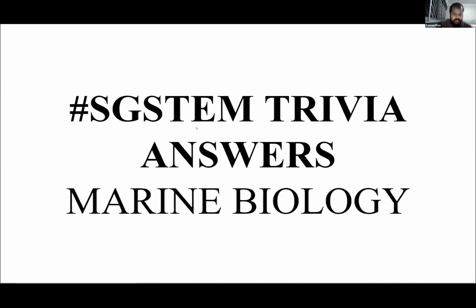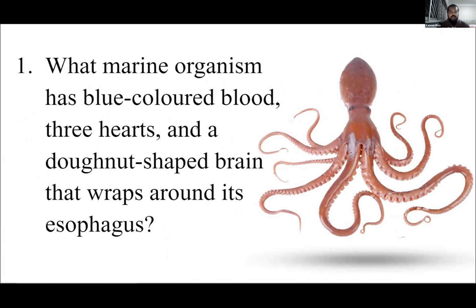We are looking at an octopus. Octopus have blue blood because they have a copper-based blood system, and they have three hearts and a donut-shaped brain that's wrapped around the esophagus, which means a really big meal will cause brain damage.